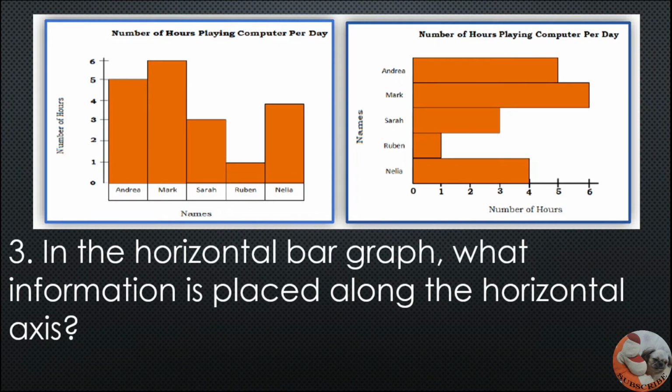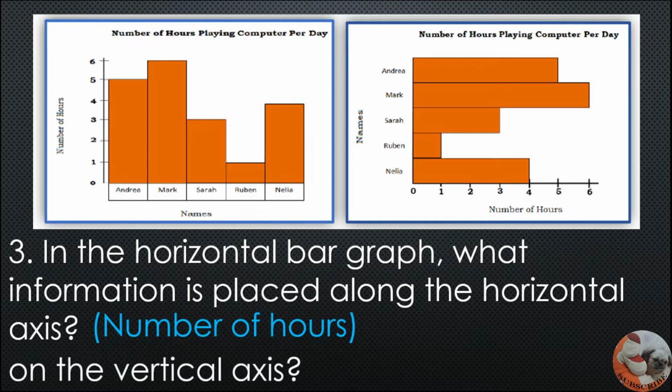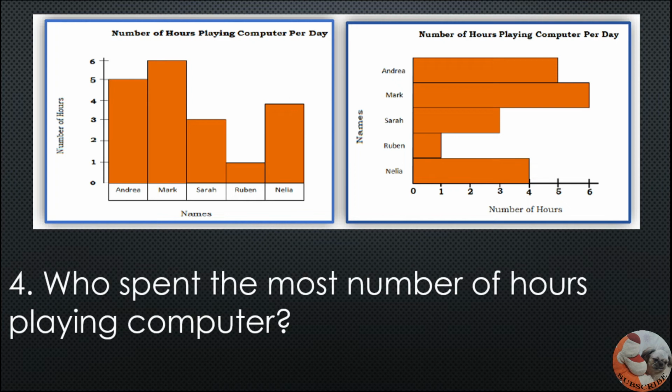Number 3. In the horizontal bar graph, what information is placed along the horizontal axis? Here is the horizontal bar graph. And the horizontal axis is this. The answer to the question is number of hours. What can you see on the vertical axis? Here is the vertical axis. Names.